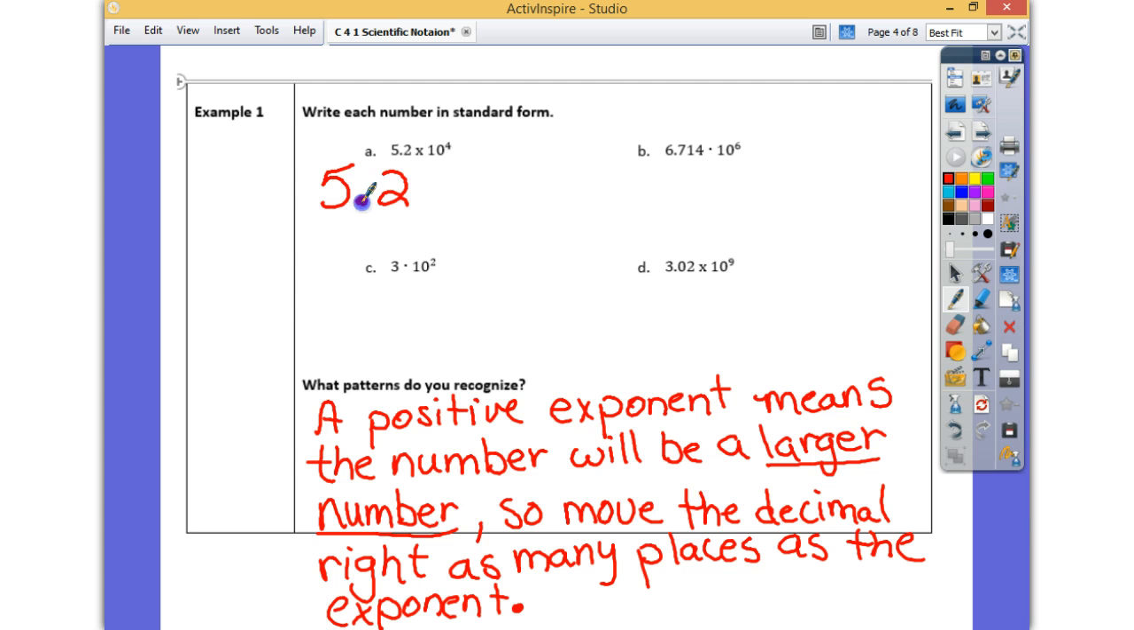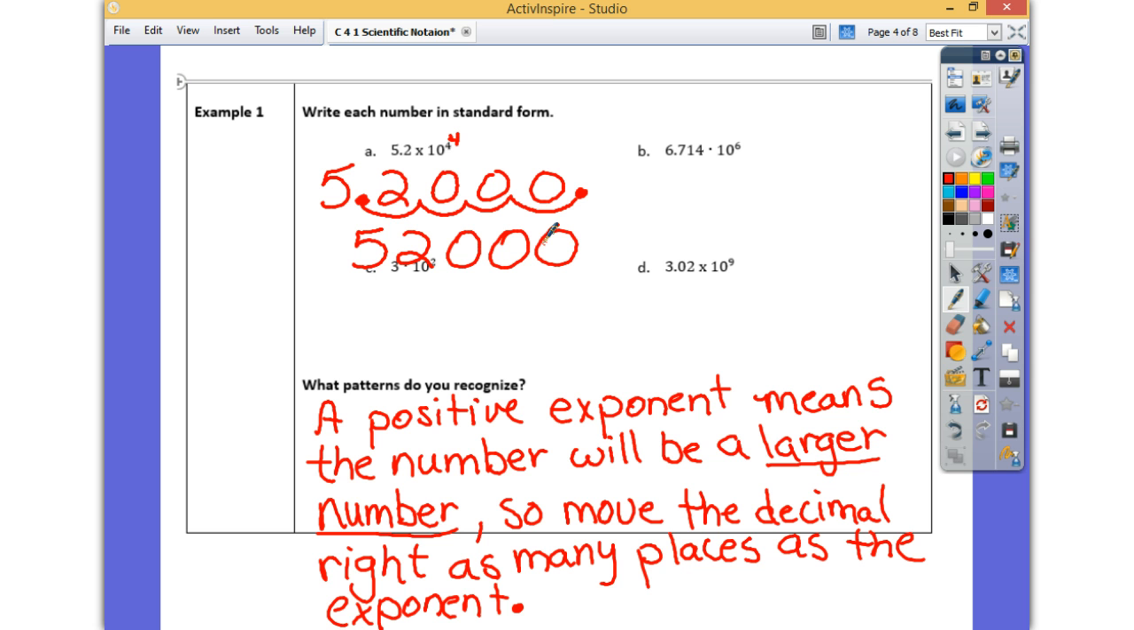All right, let's practice. So we have 5.2 times 10 to the 4th power. So that means we take our decimal and we move it to the what? If we're multiplying by 10 to the 4th power, it's a positive. We want to make a bigger number, right? Because we're multiplying it. 1, 2, 3, 4. What do I put here? 0. So I move my decimal 4 places like my exponent says. 1, 2, 3, 4.